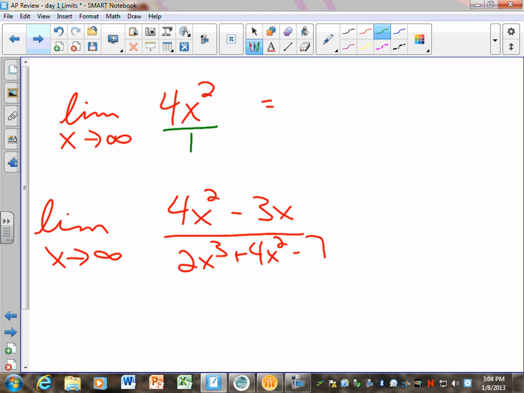If I plug 10 in there, what's going to happen? I'm going to get a nice big number. What if I plug 100 in there? I'm going to get an even bigger number. If I plug 1,000 in there, I'm going to get an even bigger number. Because there's no x in the denominator, this is never going to get to a specific value, which means it's just going to keep going forever. It's going to keep going to infinity, or you could say there is no limit, which also means there is no horizontal asymptote.